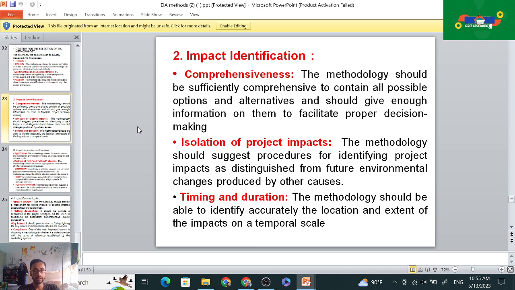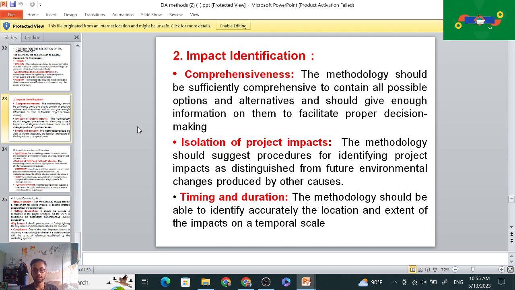Then in impact identification, what we have is comprehensiveness. The methodology should be sufficiently comprehensive to contain all the possible options and alternatives and should give enough information on them to facilitate proper decision making.